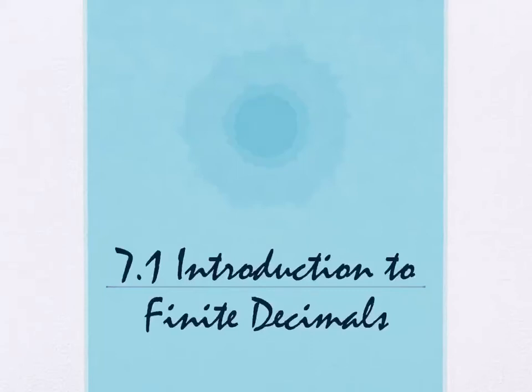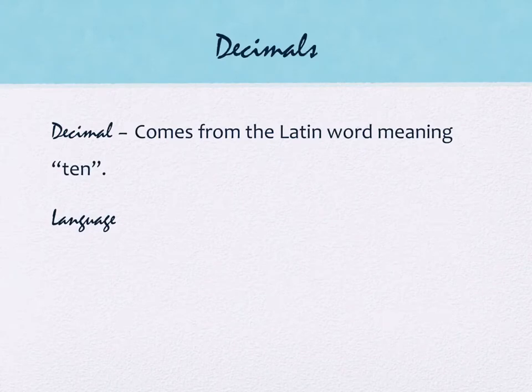Section 7.1. Today we're going to take a look at an introduction to finite decimals. First, vocab a little bit. The word decimal actually comes from the Latin word meaning 10. Right, that's the DEC at the beginning.